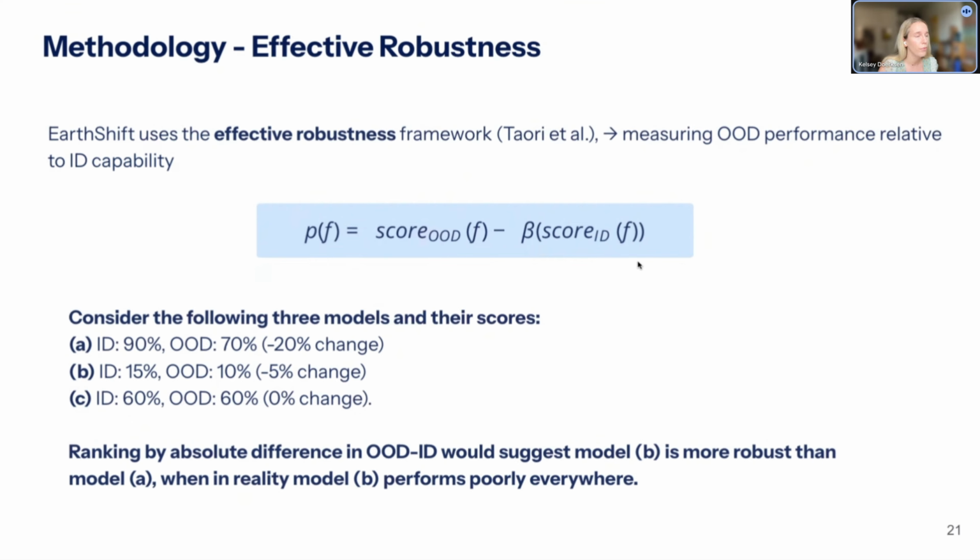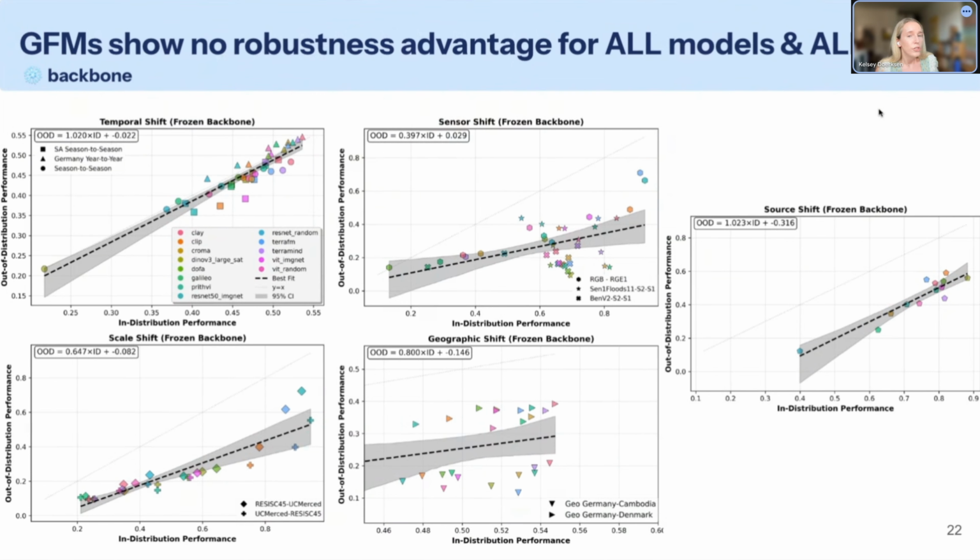And with that, I'm going to jump right into results. There's lots of plots, but I'll go through each of them individually as well, and then leave time for discussion. So the main takeaway, the spoiler, is that essentially geospatial foundation models show no robustness advantage over standard vision foundation models or randomly initialized models across all shifts. This is showing the frozen backbone type.